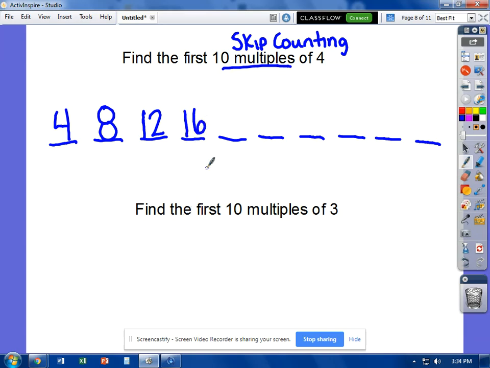Another way to do this as well is to know your math facts. So we have 1, 2, 3, 4, 5. So it'd be 5 times 4, which we know is 20. So just counting ahead, being able to skip count and count, and also knowing your math facts is a great way to do your multiples.